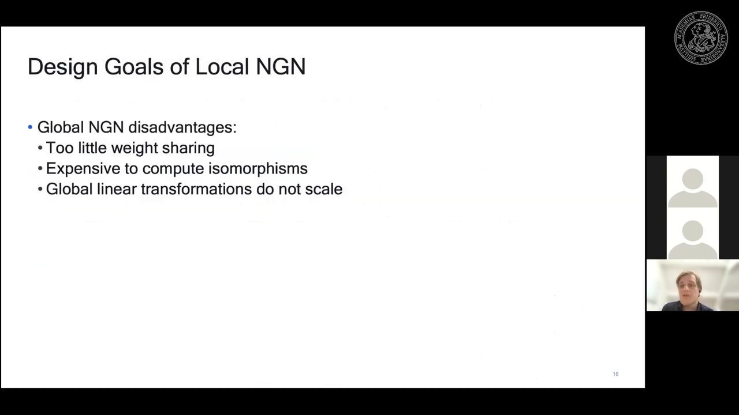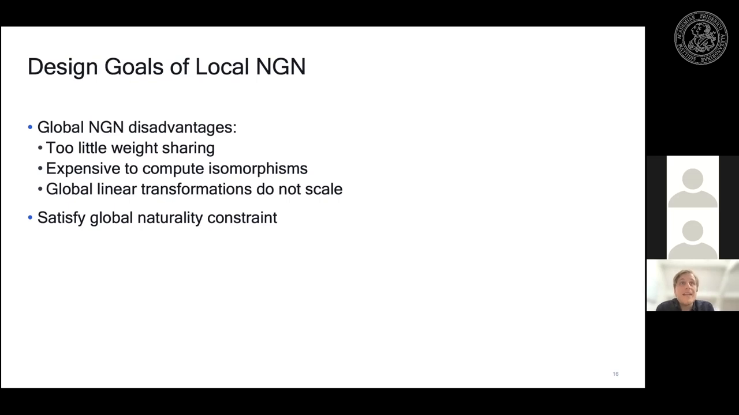But this approach of global natural graph networks has some disadvantages. One obvious one is that we only share weights when global graphs are isomorphic. But if graphs grow, the probability of them being isomorphic becomes very small. So that means that we get very little weight sharing, which is very impractical in practice. Furthermore, it's very expensive to compute these isomorphisms for large graphs. And also, as we saw earlier, these global linear transformations do not scale to larger graphs.